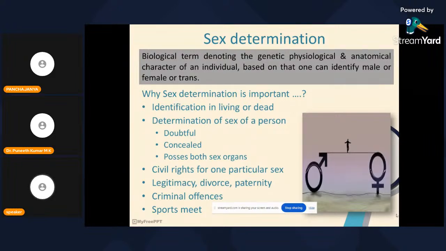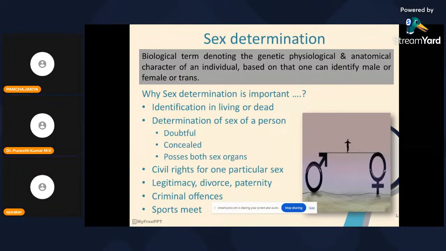Like that, legitimacy, divorce and paternity: in cases of paternity, issues of parents or divorce, identification of sex is important. And in criminal offenses, in cases of murder and rape, identification of a person is very important. And for sportsmen, nationally and internationally, identification of male and female should be done.